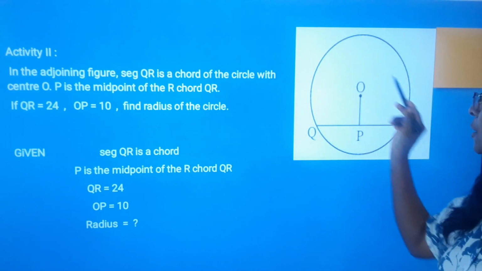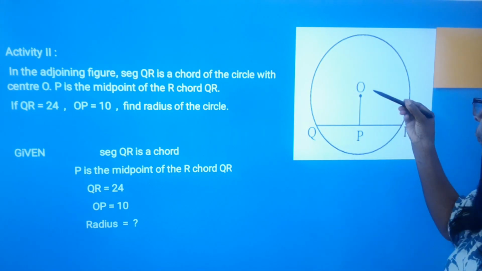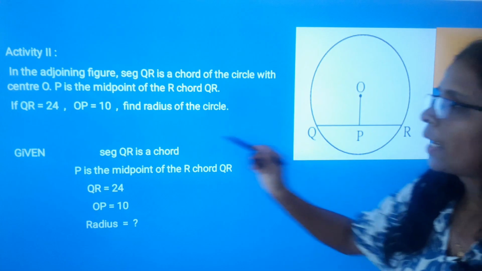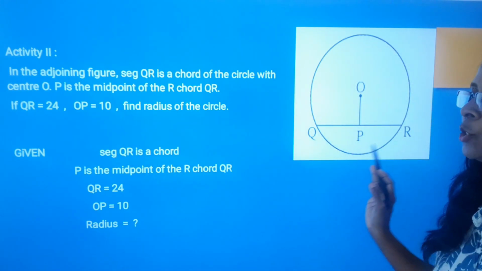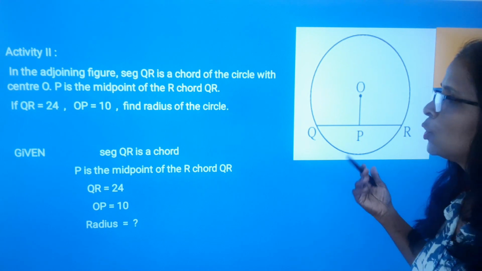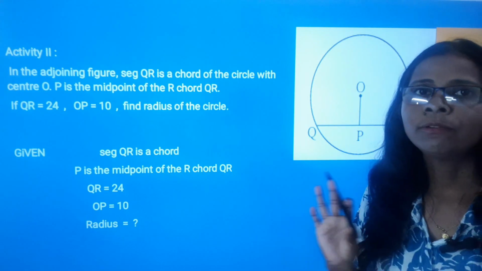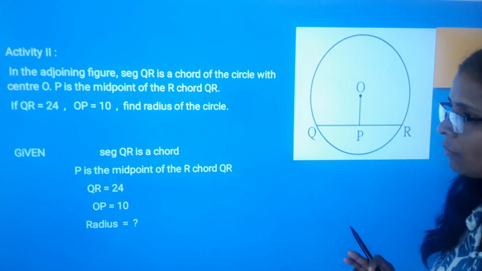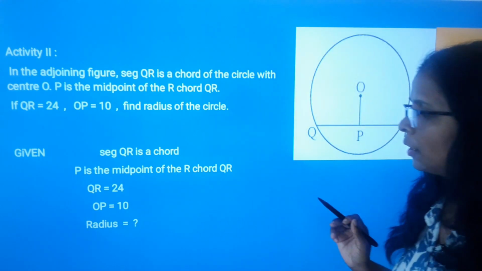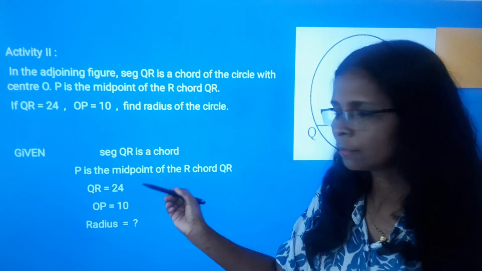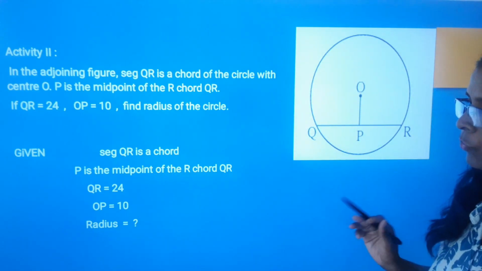So observe this figure, students. QR is a chord, and OP is given, which is equal to 10. The chord QR is given as 24, and with this information we have to find the radius of the circle. So first we write down the given. Given: segment QR is a chord, P is the midpoint of chord QR, QR is equal to 24, OP is equal to 10, and radius is equal to question mark.